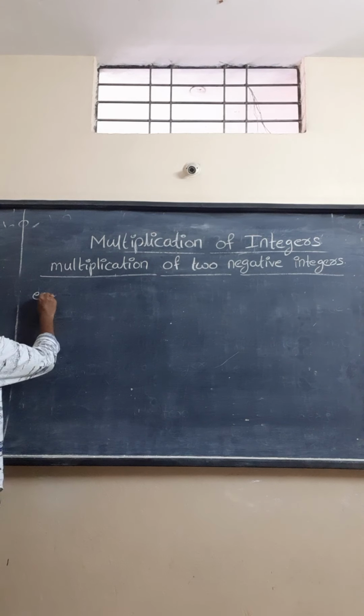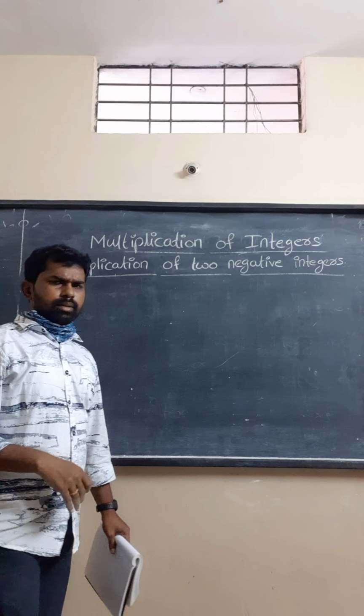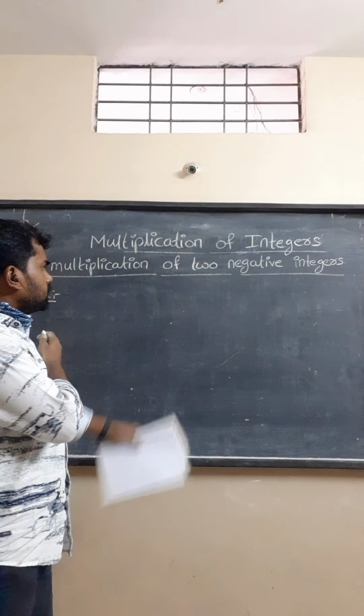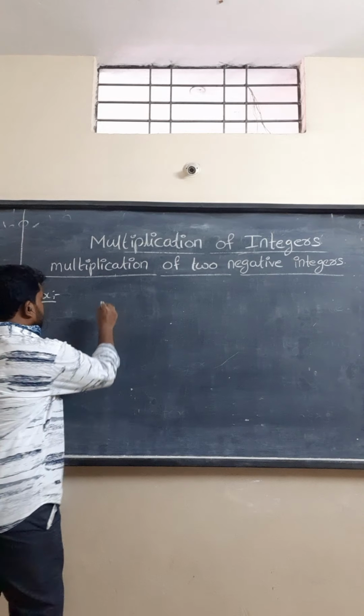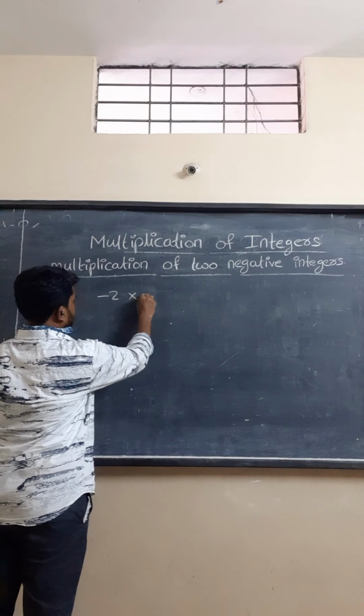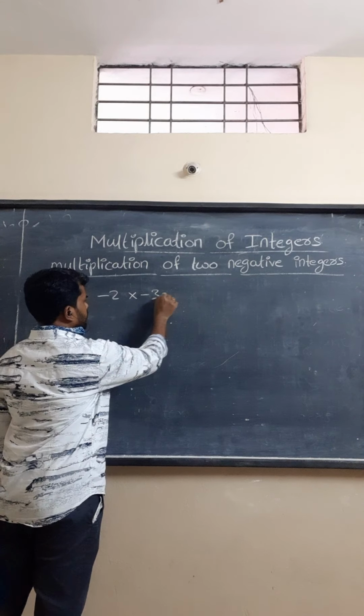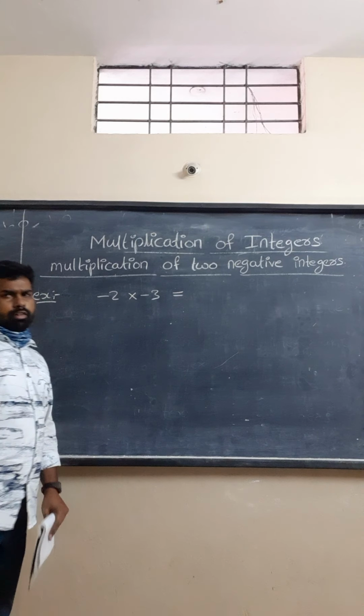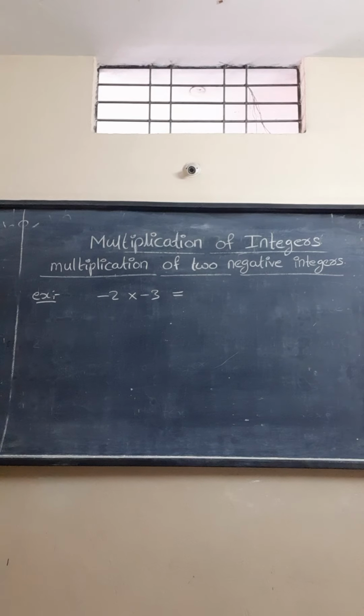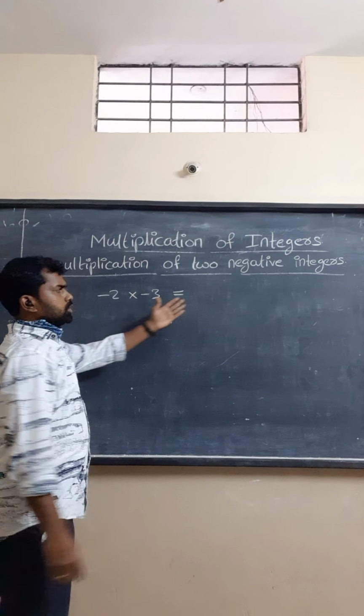In this example, you can take any two integers, and they should be negative integers. I am taking -2 into -3. This -2 is one negative integer and -3 is also one negative integer. If I multiply two negative integers, what will be the answer? I will get a positive answer.